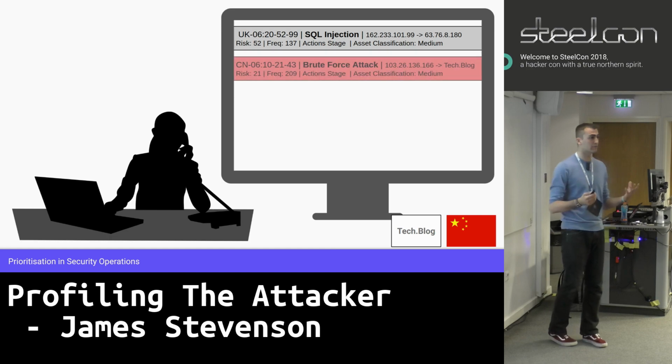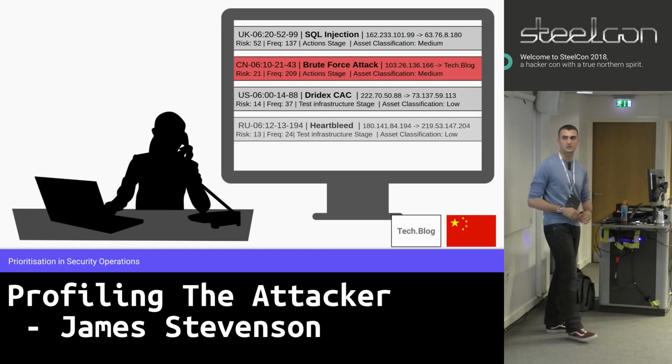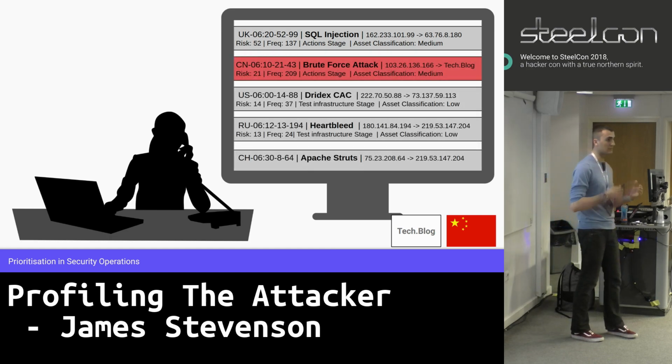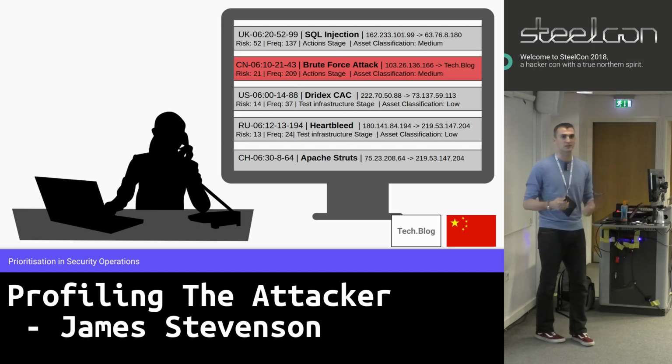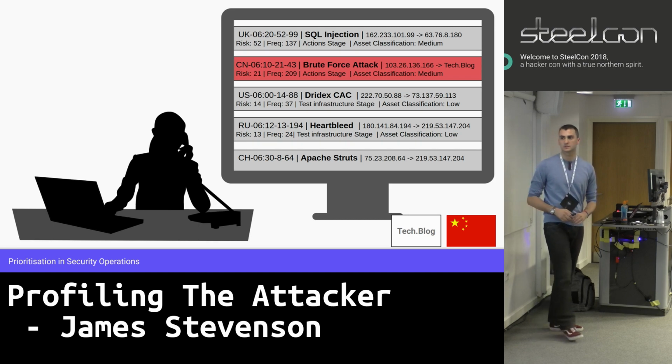Again, we can see how that might fit in a security operations center. We can see how an attack like this might be prioritized compared to others, and we can see the sort of information we might want to see if we were a security analyst.